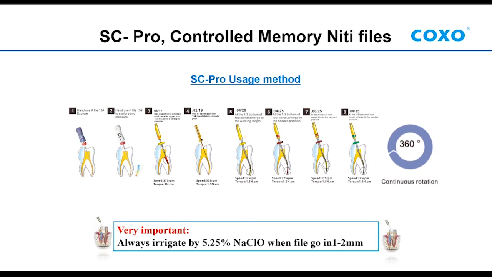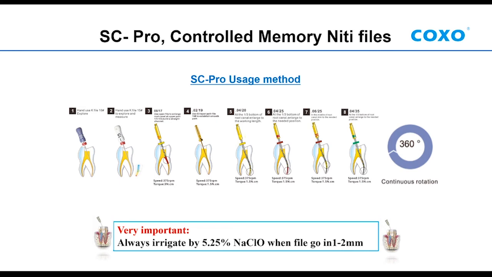First, you use the number 10 hand file and then the number 15 hand file. After you use the hand file, you need to use our endomotor for setting. At that time, you first set the open file. For the open file the torque is bigger, so you need to set it to 3 Newton.